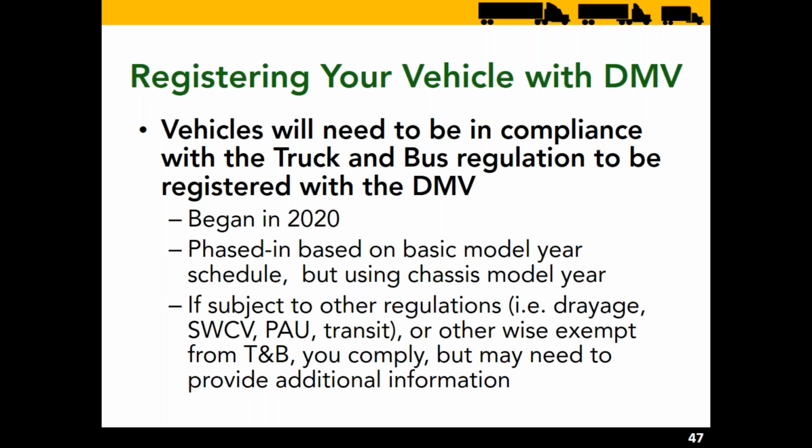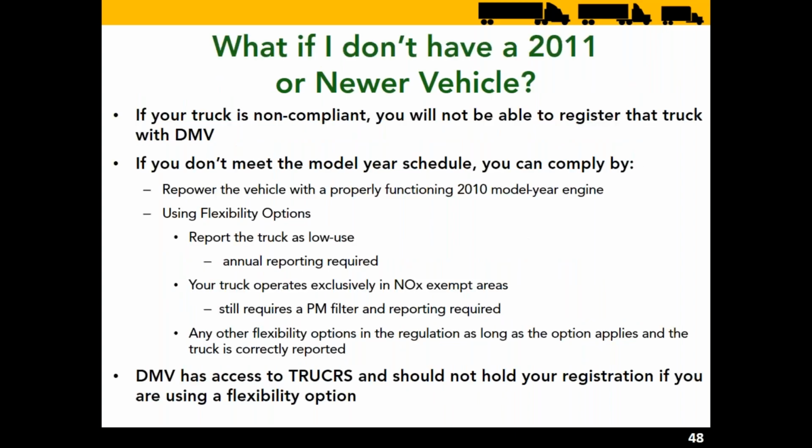having issues with DMV. By 2023, the only way to register your vehicle will be if it's a 2010 engine or is reported as low use or NOx exempt. So what if you don't have a 2011 or newer vehicle? Remember again, when I say 2011 vehicle, it's because the engine is typically 1 year older. So what if I don't have a 2010 engine? If you have a 2010 or newer engine, you won't see any of this happening. If you don't, you need to either use the reporting system or repower the vehicle.